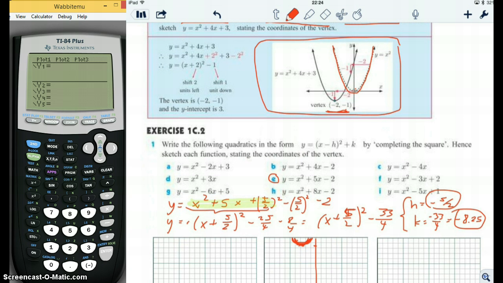First, we're going to do the exercise 1C2, 1E. And we have here x squared plus 5x minus 2. We're going to complete the square. So first you write it out here, x squared plus 5x, and then you have the minus 2, right?